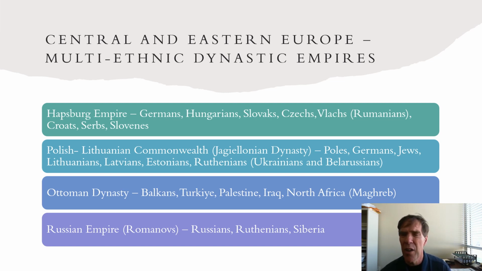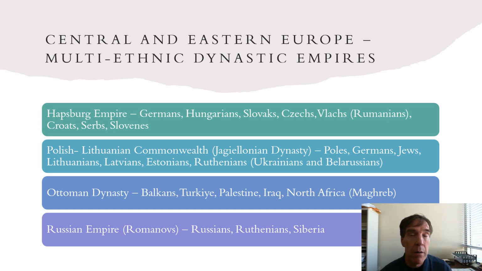Now, the fact of the matter was that this was very much a multi-ethnic state. So you had Poles, Polish people, in addition to Lithuanians, of course, but you also had a large number of Germans, Jews, and then various Baltic peoples like Latvians and Estonians, and Ruthenians, which is an old name that used to be used to describe what are today known as Ukrainians and Belarusians. The Polish-Lithuanian Commonwealth extended far into Eastern Europe and included what is today the countries of Belarus and Ukraine.